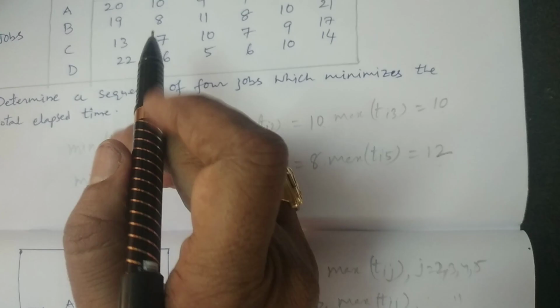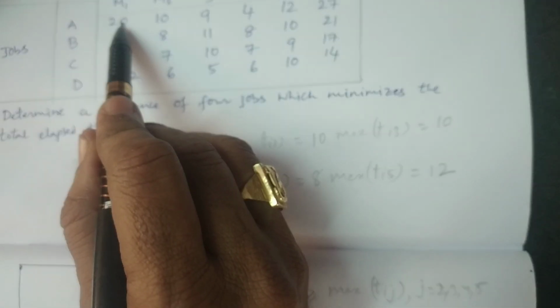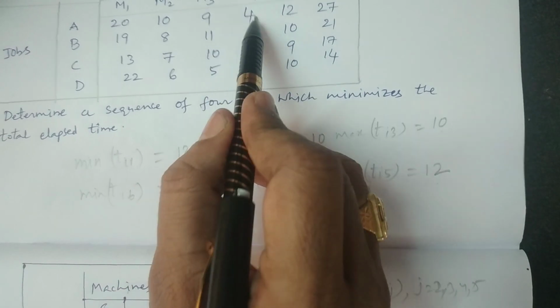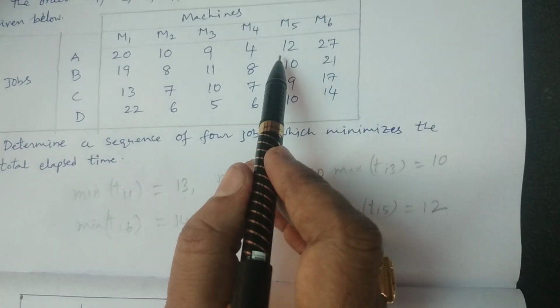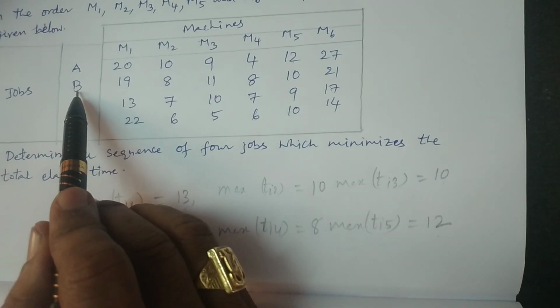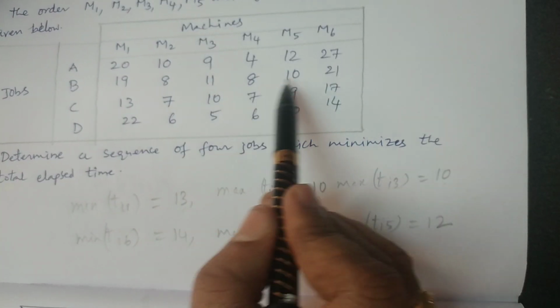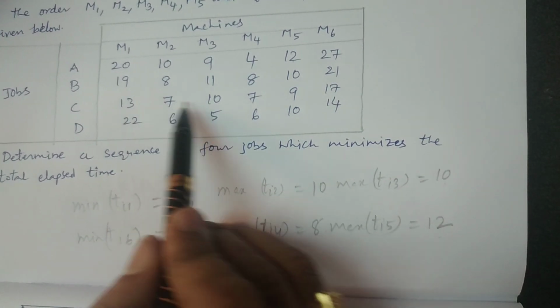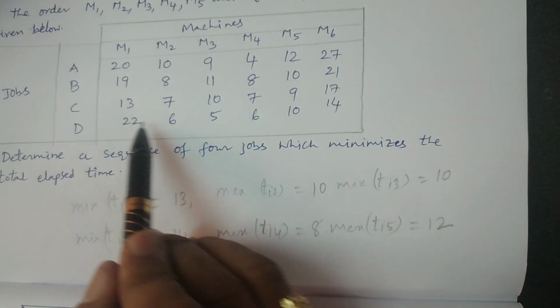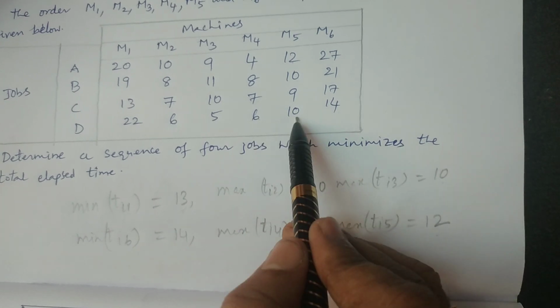Now again for the second one. For the first one, 20 plus 10 plus 9 plus 4 plus 12. Clear? And for job B, 19 plus 8 plus 11 plus 8 plus 10. Next one, 13 plus 7 plus 10 plus 7 plus 9. Next one, 22 plus 6 plus 5 plus 6 plus 10.